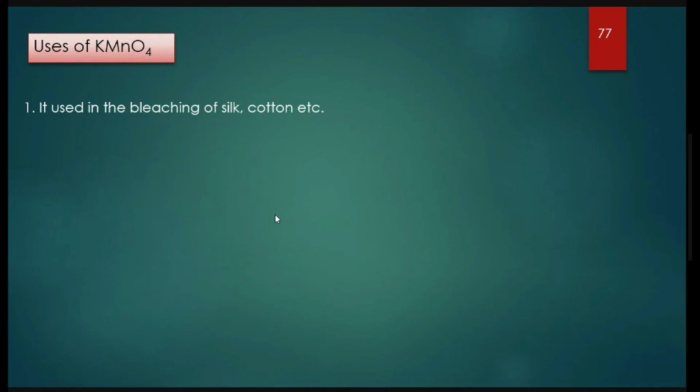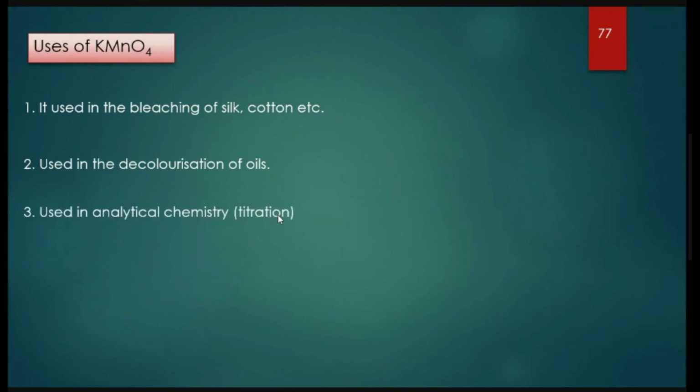Potassium permanganate is used as a bleaching agent, especially in the bleaching of silk, cotton, etc. It is also used to remove unwanted colors from oils, that is, in the decolorization of oils. It is also used in analytical chemistry for titration purposes. This year you will have one experiment where you are going to use potassium permanganate for titration. And lastly, it is used in organic synthesis.